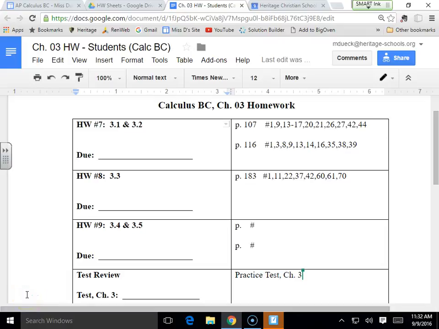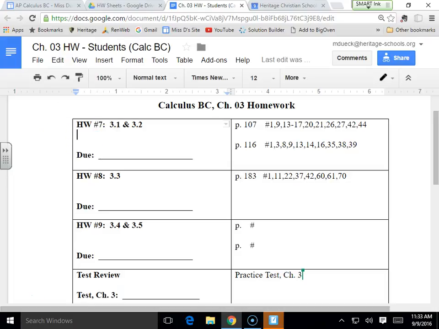Can I draw f prime of x on top of the... Hi, Joyce. What they're doing right now is they spent about 30 minutes just working on homework number 7, section 3.1 and 3.2 right here.